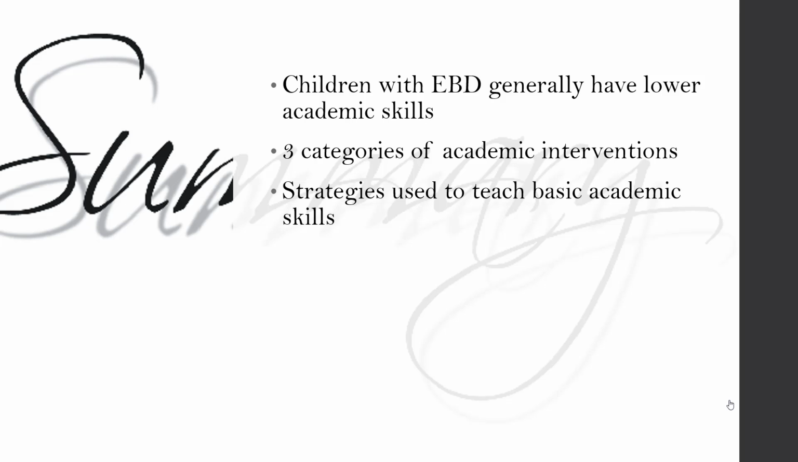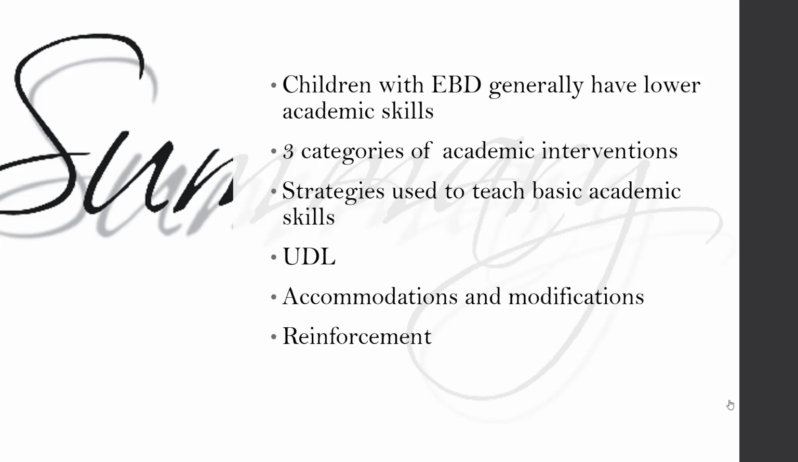All right, guys, so today we talked about children with EBD and how they typically have lower academic skills. We talked about the 3 categories of academic interventions. We talked about some strategies used to teach basic academic skills. We talked briefly about the universal design of learning, briefly about accommodations and modifications, briefly about reinforcement. I just wanted to remind you guys to not forget about it. And then finally, your opportunities to respond and how you can use those 5 benchmarks to measure all these things that we talked about, how engaged your students are, how many problem behaviors you have, are they responding, and things like that.